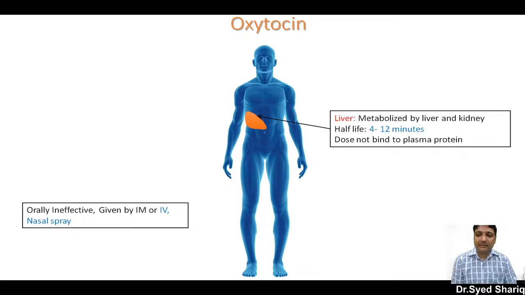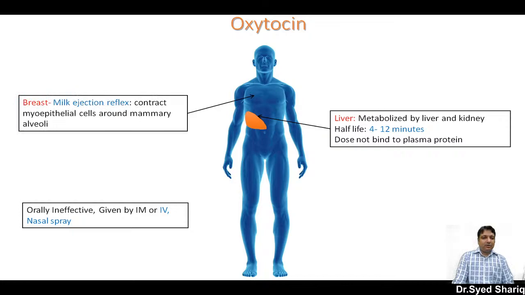So this oxytocin is metabolized by the liver and kidney. Therefore, if the patient has damage in the liver and kidney, we have to be very careful about it. The half-life is only 4 to 12 minutes. Now you can see why we want to give it by IV infusion, because the half-life is very small. You can't just give injections one after the other. We have to give it by IV infusion because of the very small half-life.